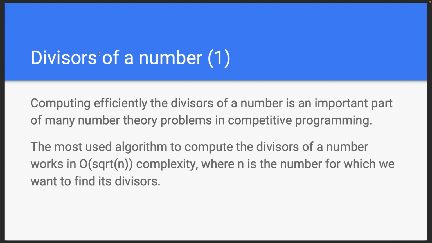that may be the first idea of this type of problems that may appear in competitions is how you can calculate the divisors of a number. As you know, every natural number has a set of divisors, which obviously include 1 and the number itself. How can you calculate this? The most common algorithm to do this works in square root of n complexity. Now we'll go over why it is the square root of n.